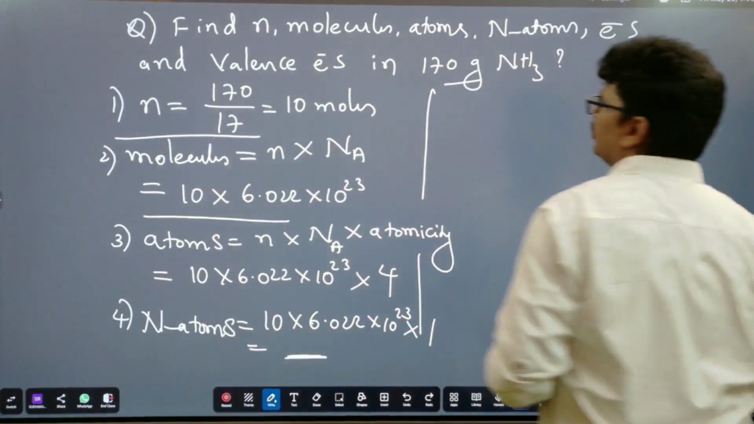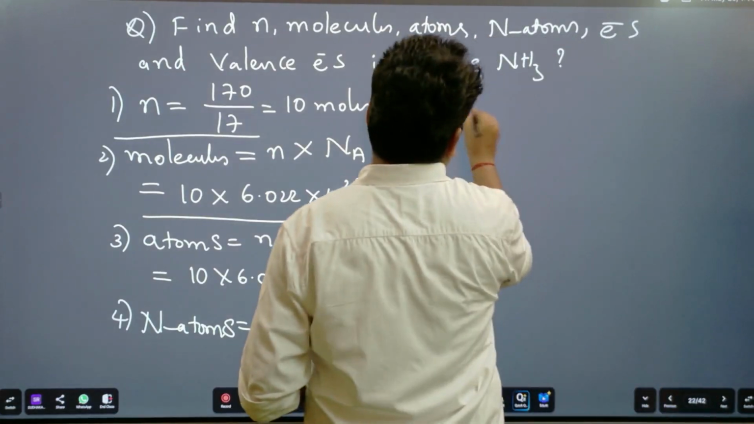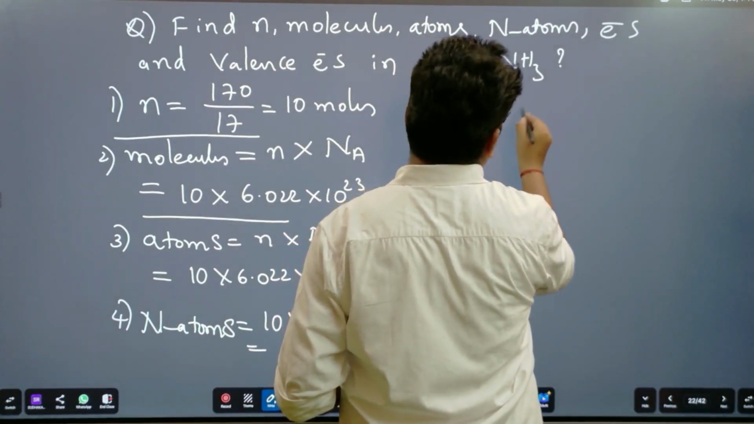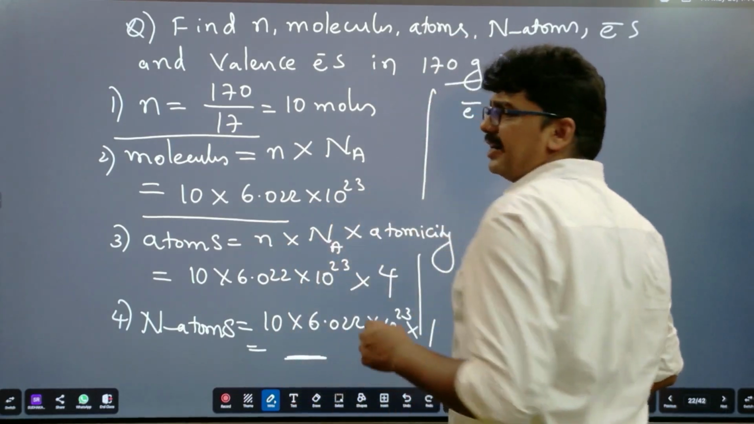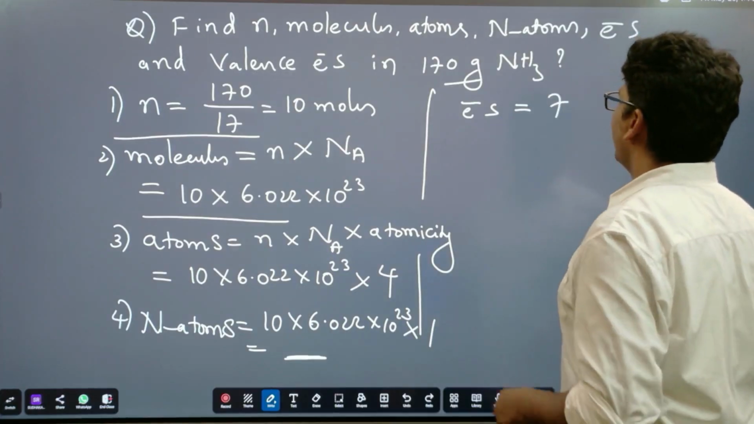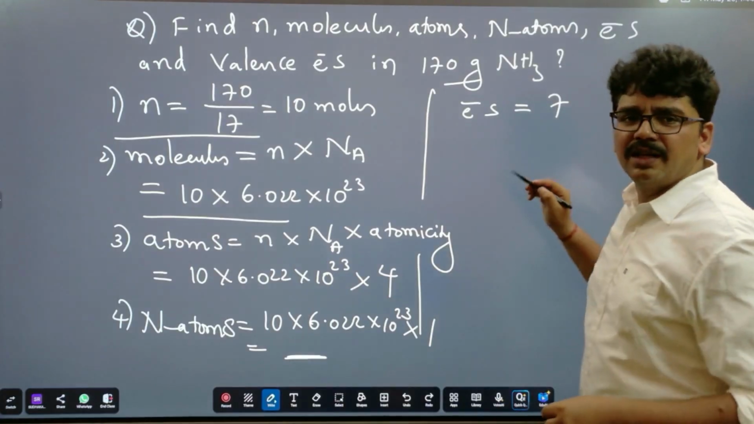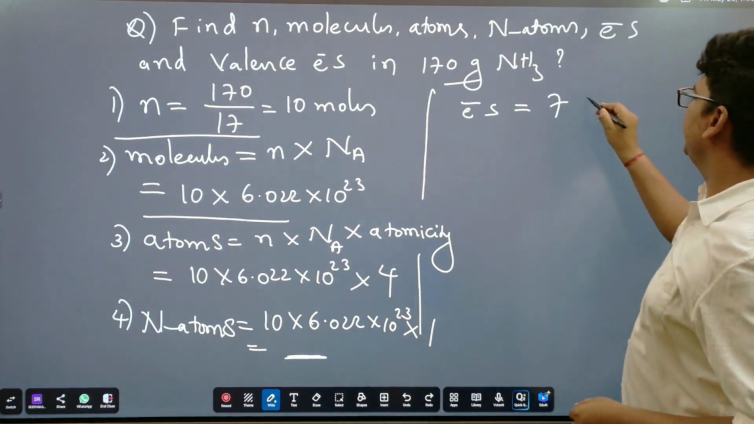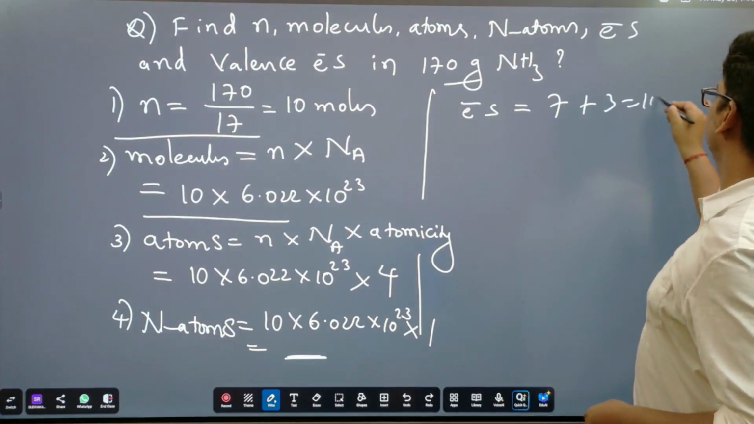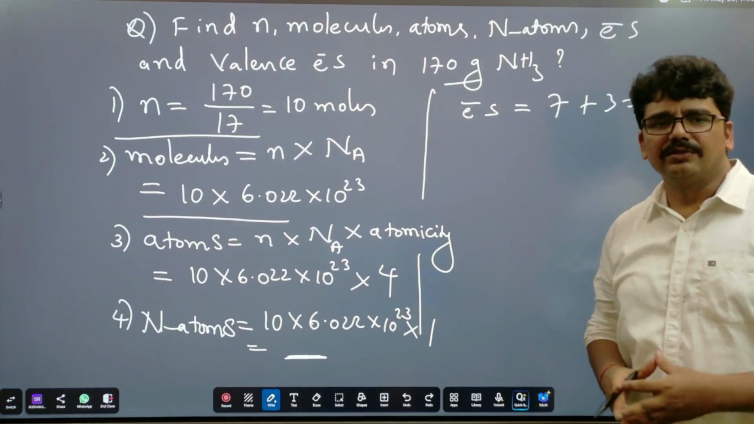Now electrons and valence electrons we have to find. First let us take electrons. Nitrogen atomic number 7, so it has 7 electrons. Hydrogen atomic number is 1. Each hydrogen 1 electron, 3 hydrogens, 3 electrons, total 10 electrons. 10 electrons are present in one molecule.